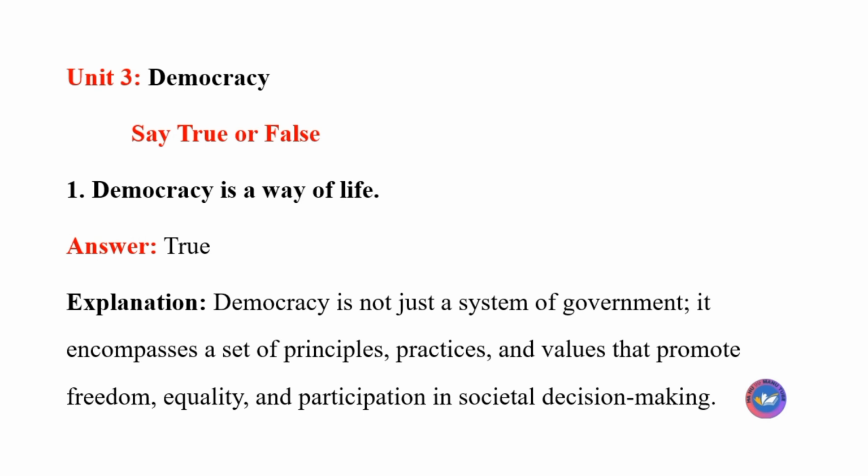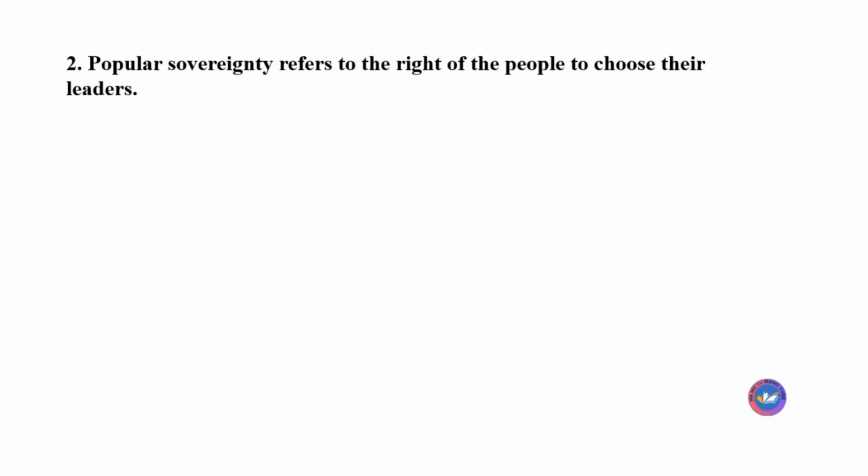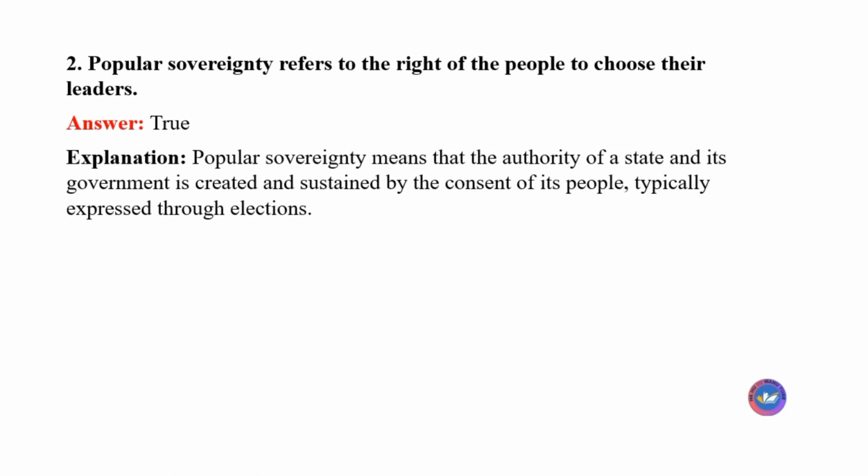Question number 2. Popular sovereignty refers to the right of the people to choose their leaders. The answer is true. Popular sovereignty means that the authority of a state and its government is created and sustained by the consent of its people, typically expressed through elections.